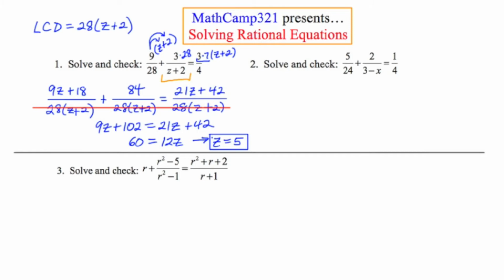Let's take a look at example 2. As I scan through my denominators in example 2, I've got a 24, a 3 minus x, and a 4. So the LCD is going to be 24 times 3 minus x. So what I'm going to do now is set up 3 fractions, each with that LCD.